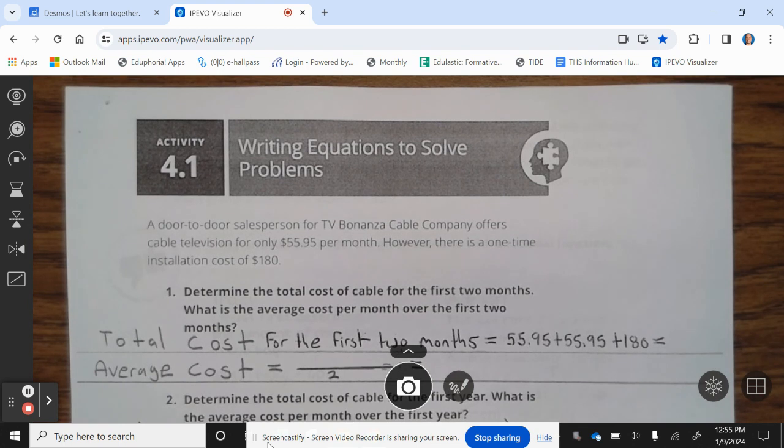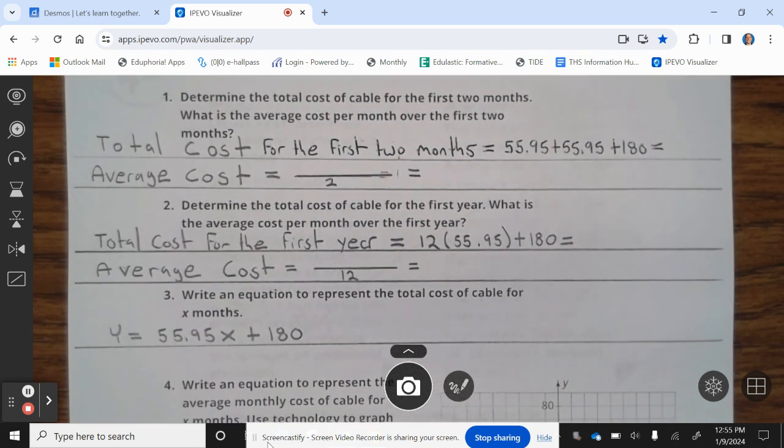Activity 4.1. Writing equations to solve problems. A door-to-door salesperson for TV Bonanza Cable Company offers cable television for $55.95 per month. However, there is a one-time installation cost of $180. 1. Determine the total cost of cable for the first 2 months. What is the average cost per month over the first 2 months? Total cost for the first 2 months is $55.95 plus $55.95 plus $180.